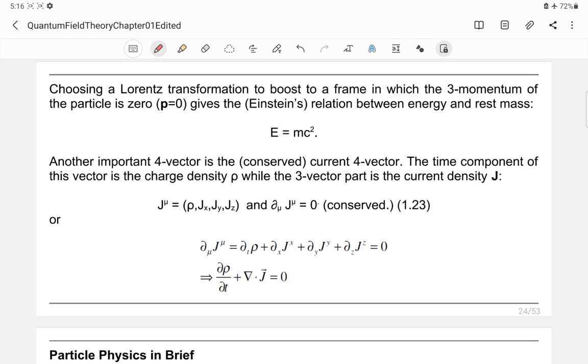Another important 4-vector is the conserved four-current vector. The components of this vector are the charge density rho, and the other three components are the current density J. And of course this is conserved, so whenever you take the derivative with respect to time and space, it is just equal to 0.